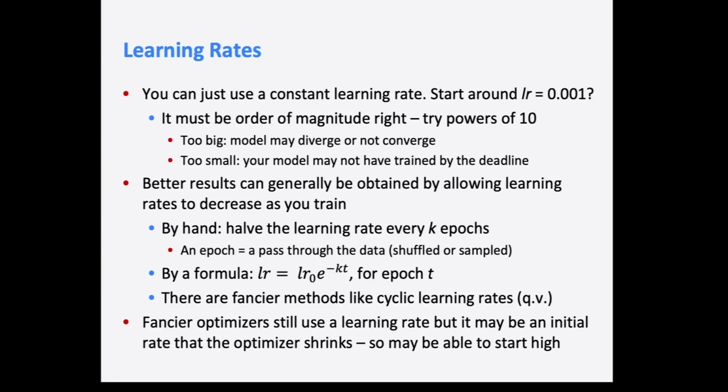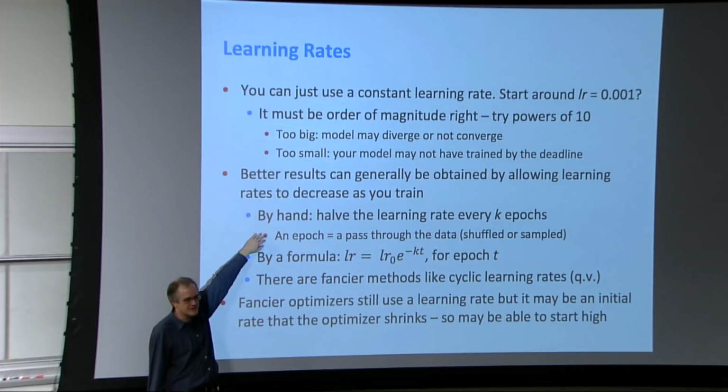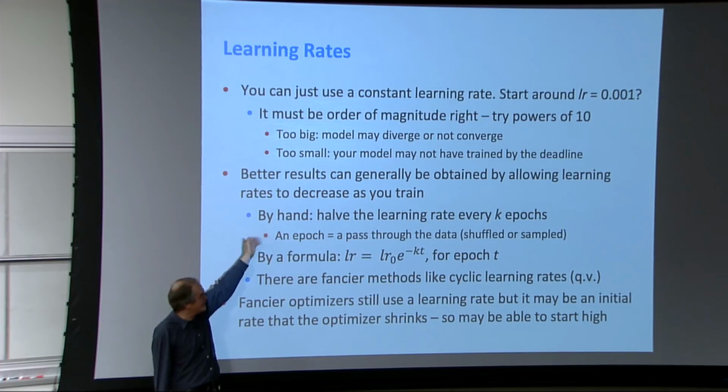unhappy. So commonly people sort of try powers of 10 and see how it looks, right? They might try, you know, 0.01, 0.001, 0.0001, and look at how the loss is declining and see what seems to work. In general, you want to use the fastest learning rate that isn't making things become unstable. Commonly, you can get better results by decreasing the learning rate as you train. So sometimes people just do that by hand. So we use the term epoch for a full pass through your training data, and people might say halve the learning rate after every 3 epochs as you train, and that can work pretty well.